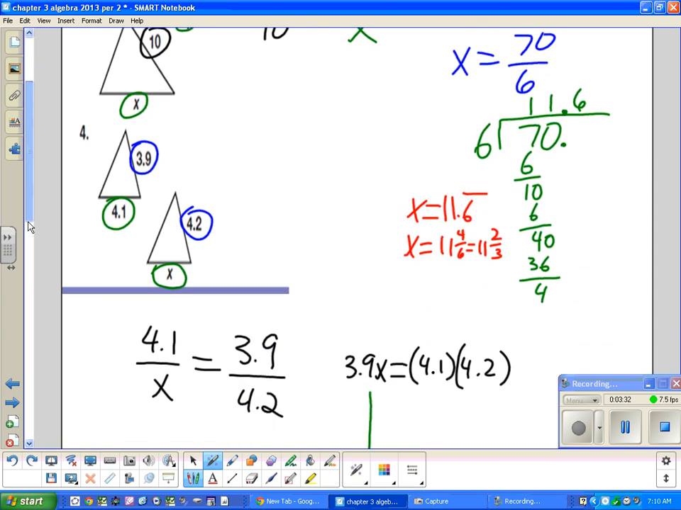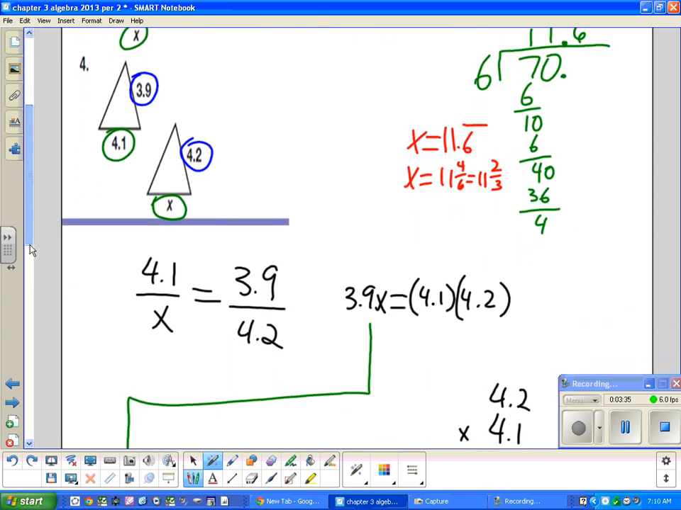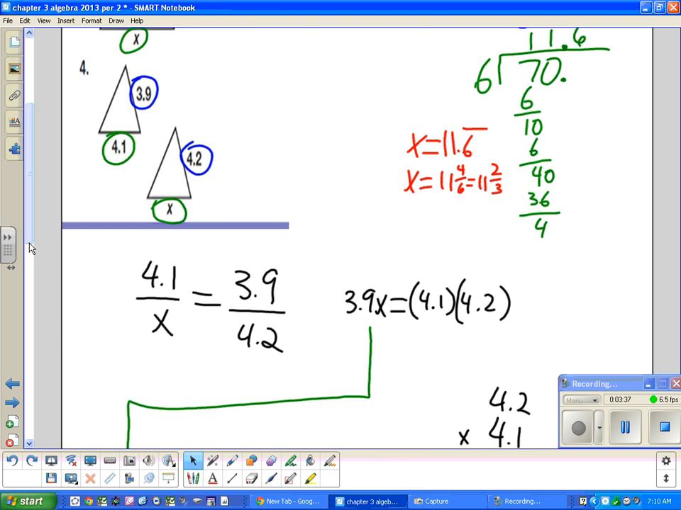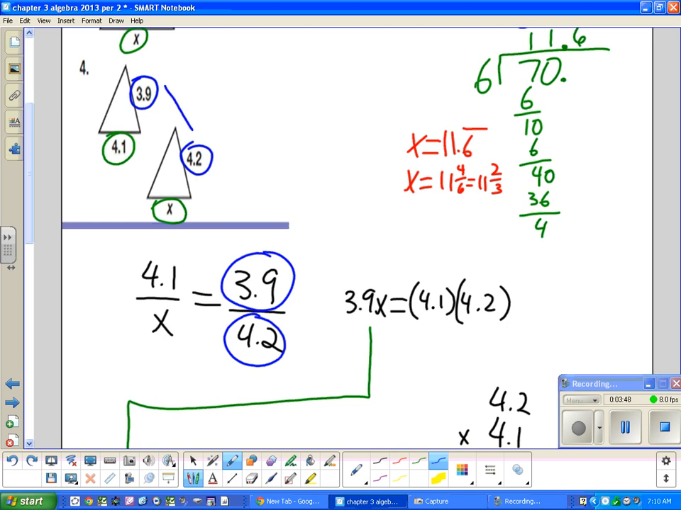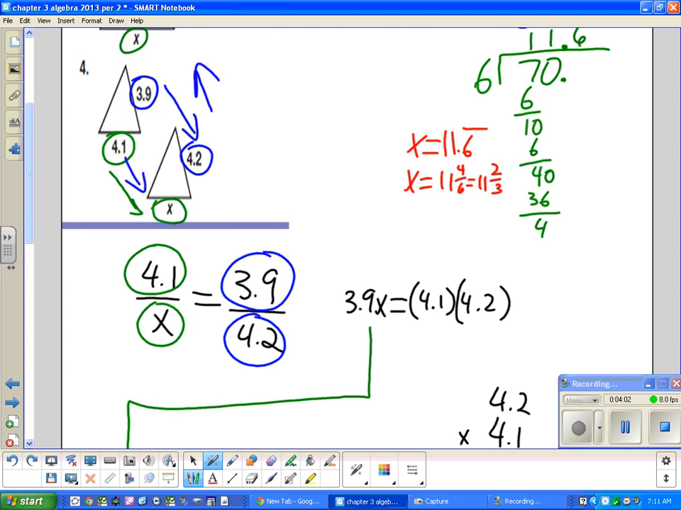Okay, 4, again, I've circled in blue 3.9 is to 4.2, and again, you could write that first or second as long as you go in the same direction. What I mean by same direction is I'm going this way with my blue. I'm going to do the same thing with my green. I have 4.1 is to x. Go the same direction. If these arrows here crisscross, like one's going that way and one's going this way, then you're setting it up wrong. They have to go the same direction.